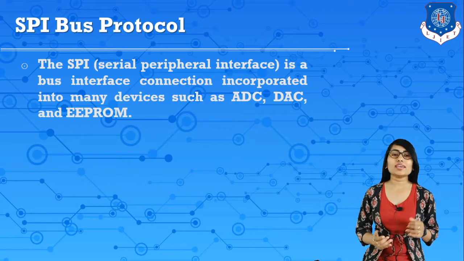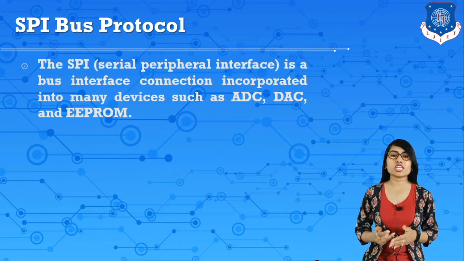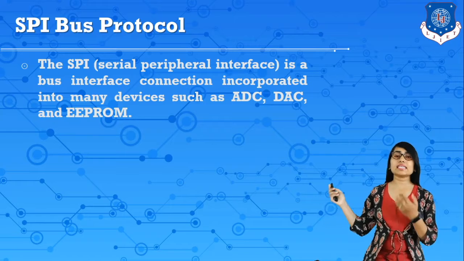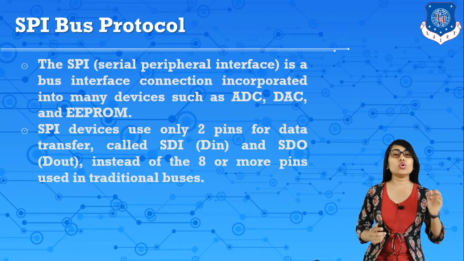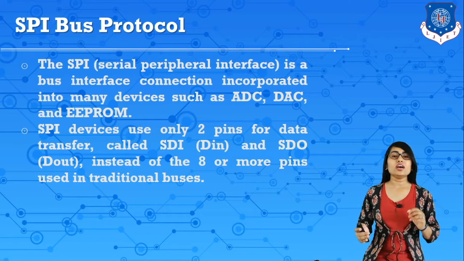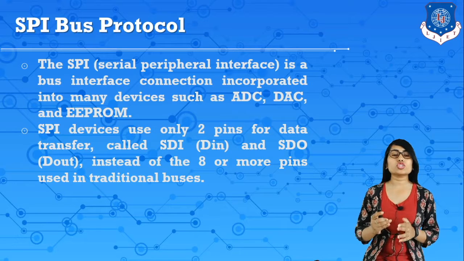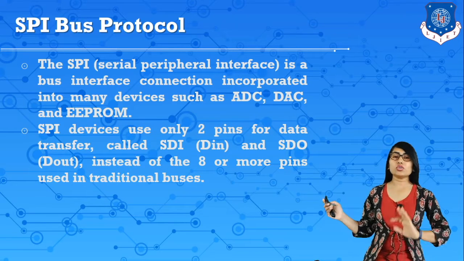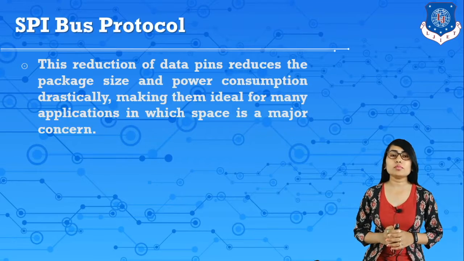The SPI, that is serial peripheral interface, is a bus interface connection incorporated into many devices such as ADC, DAC and E2PROM. SPI devices use only two pins for data transfer, called SDI, that is data in, and SDO for data out. Instead of 8 or more pins used in a traditional bus, it only uses 2 pins for data transmission in the SPI bus protocol.